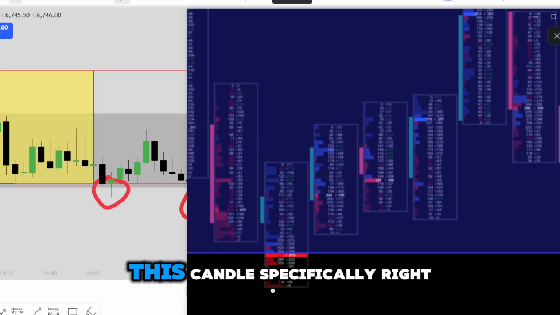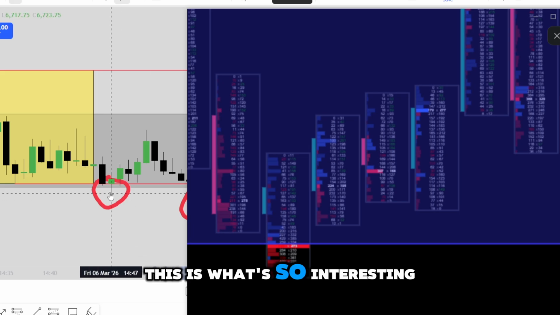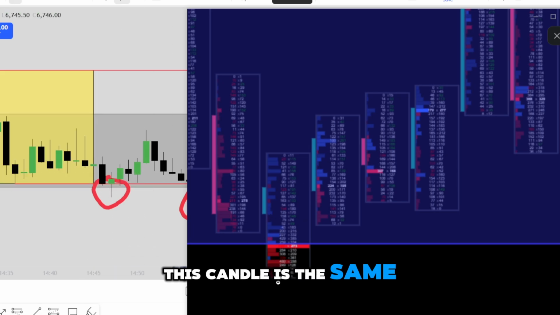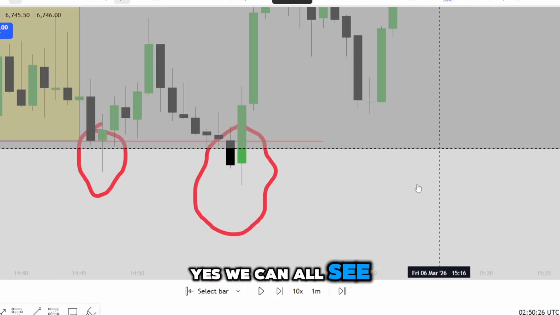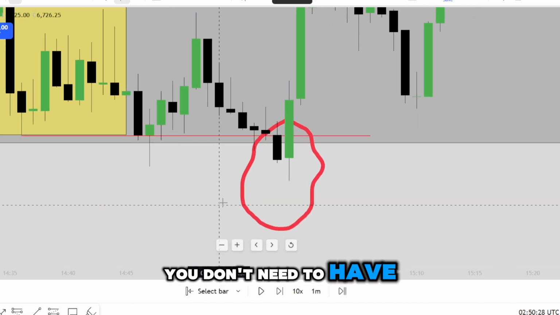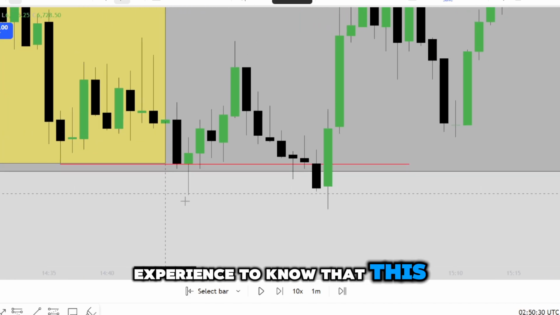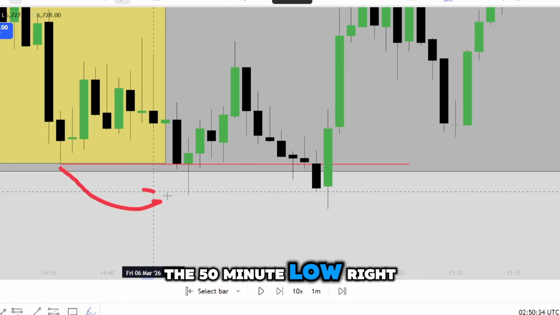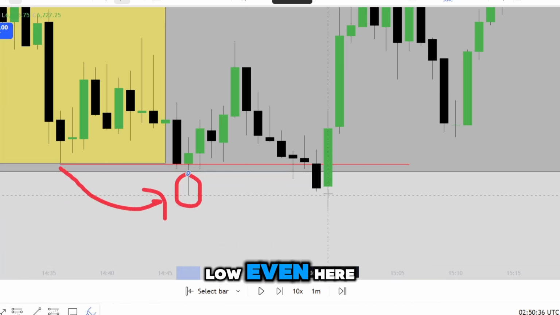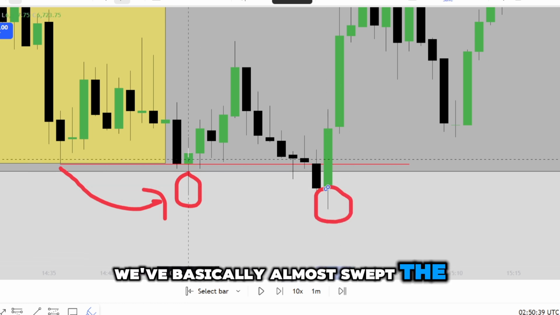What was going on in this candle specifically? This is what's so interesting. This candle is the same as this candle. Yes, it's a bullish candle, right? Yes, we can all see it's a bullish candle. You don't need 10 years of experience to know that this is a bullish candle. Notice how we've swept the 50-minute low. Even here, we've basically almost swept the 50-minute low.